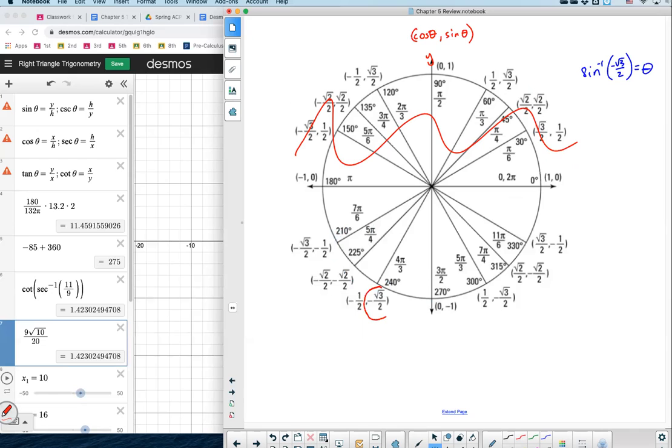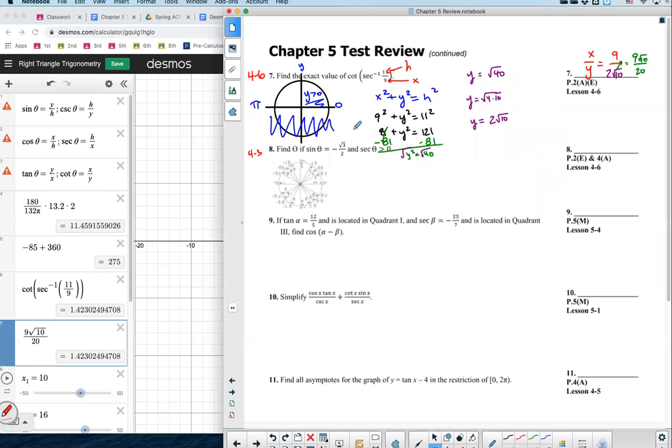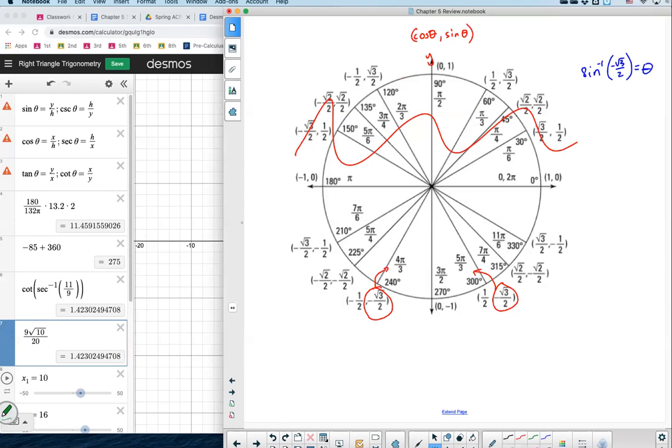It looks like this sine value, negative square root of 3 over 2, comes from 4 pi over 3. Here's another one. It comes from 5 pi over 3. The problem told us something else that's very important. It said that secant theta is greater than 0.